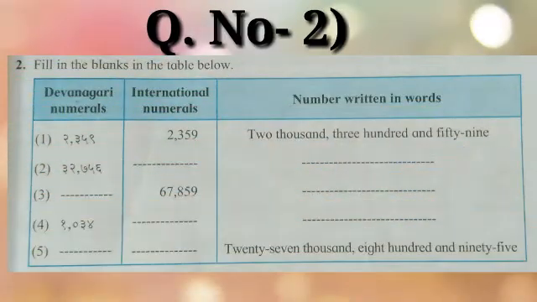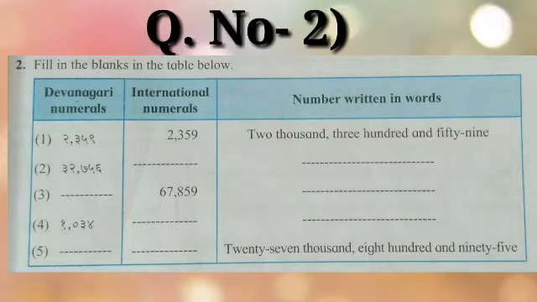Now let's move towards our question number 2. The question is: fill in the blanks in the table below. Here one table is given, and in that some Devanagari numerals are given, some international numbers and their notation is given aside. So you have to write the correct number or its spelling in the blanks or the empty places.